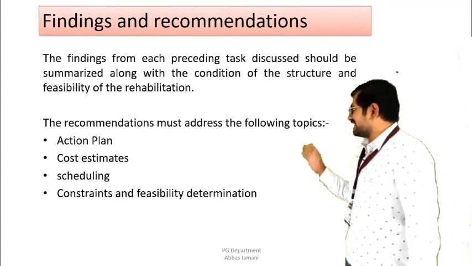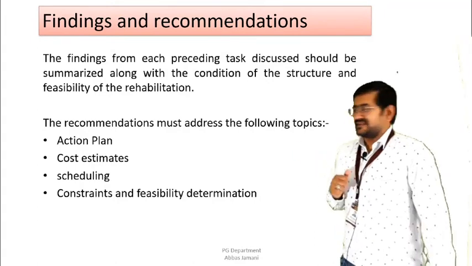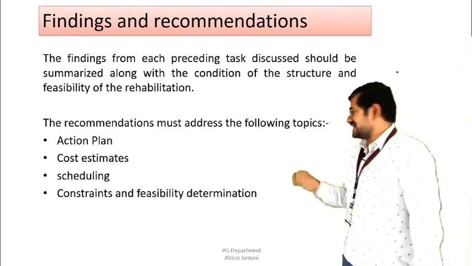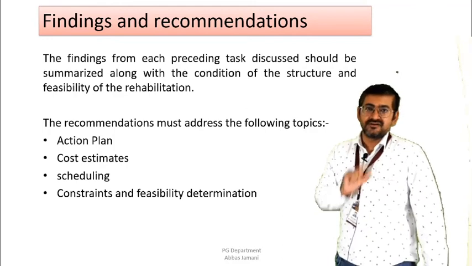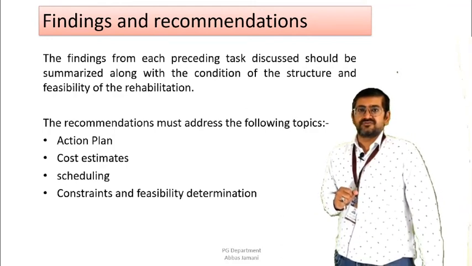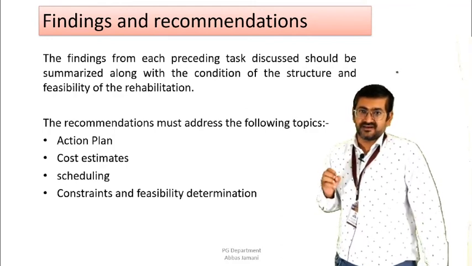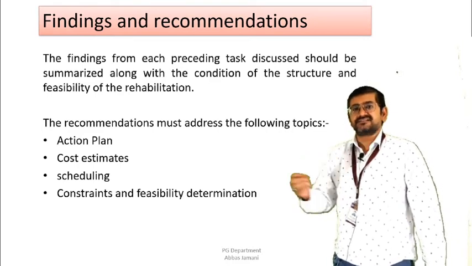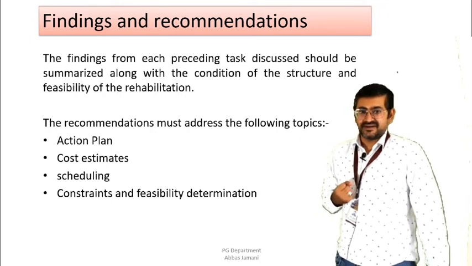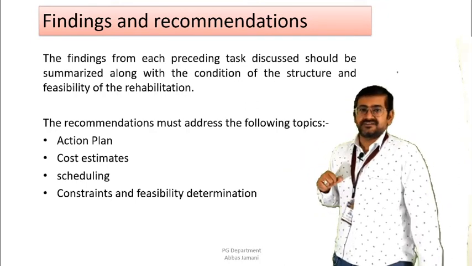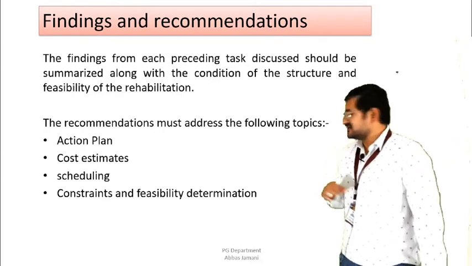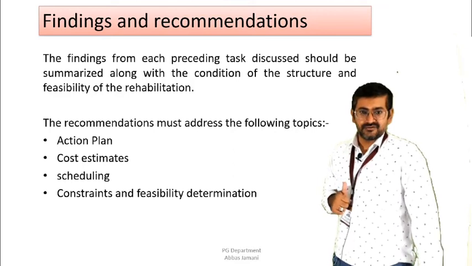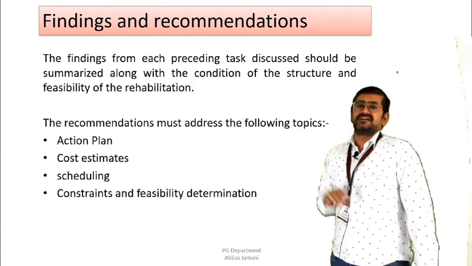And when you talk about findings and recommendations lastly, the findings and recommendations should also include four items. Which are those four? First is the action plan, that is, how this particular proposal that you are putting forward is to be executed on site. That comes under the category of action plan. What is the backup to that particular option? If that option fails, then what is the other backup that you have, right? Then you talk about the cost estimation associated with the options that you are presenting. Then the scheduling, that is, the sequence in which this entire activity is going to be carried out. And lastly, the constraints and feasibility determination.